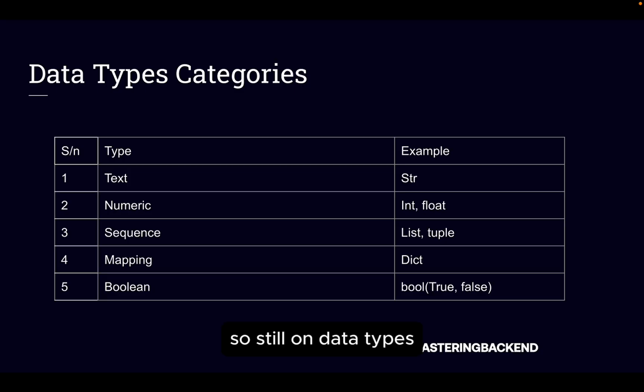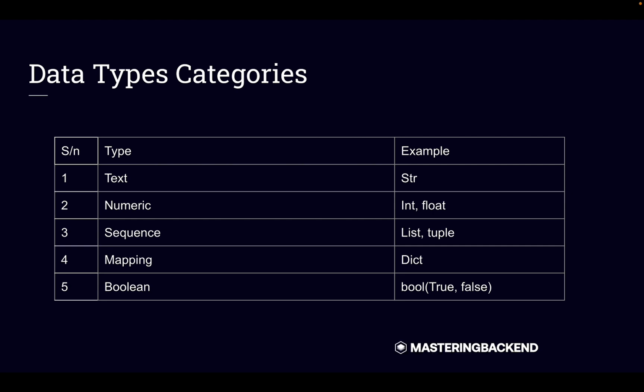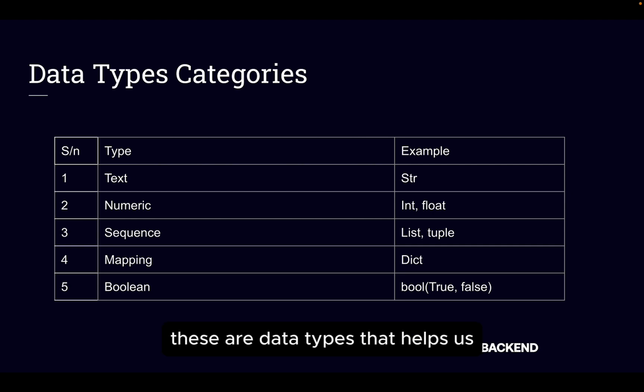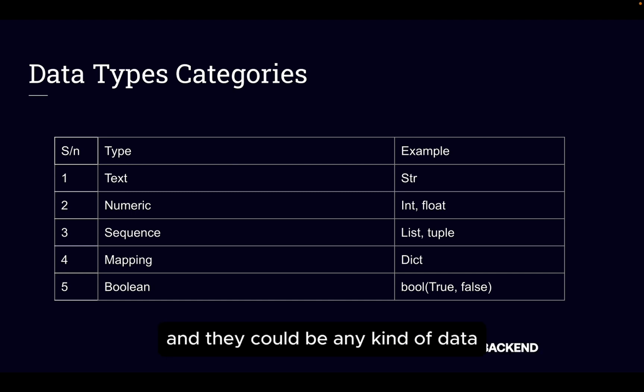So still on data types, let's talk about mapping data types. These are data types that help us create data that has key value pairs, and these key value pairs are actually attributes of the data, and they could be any kind of data.